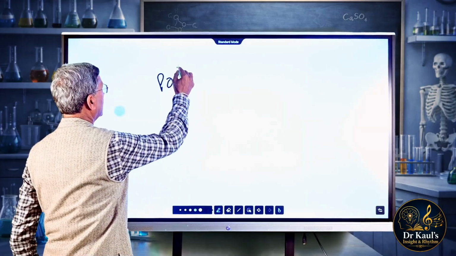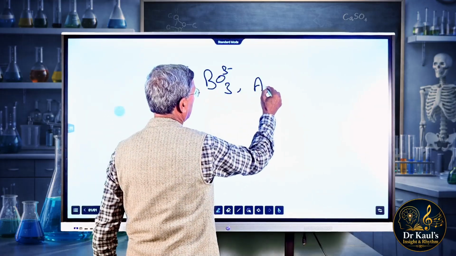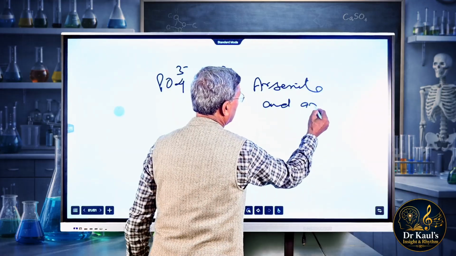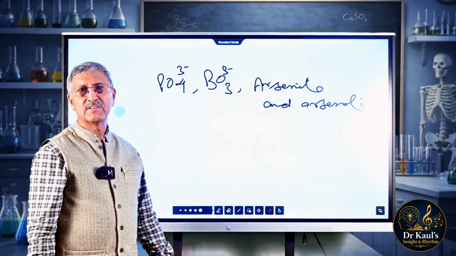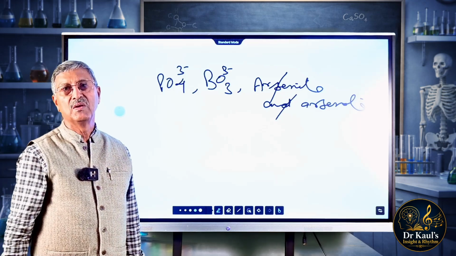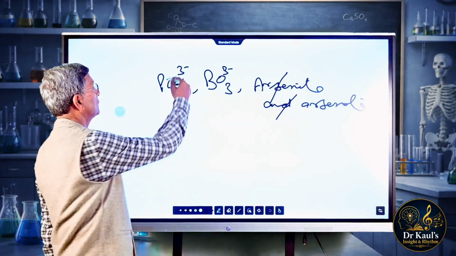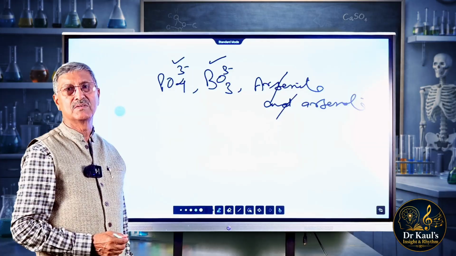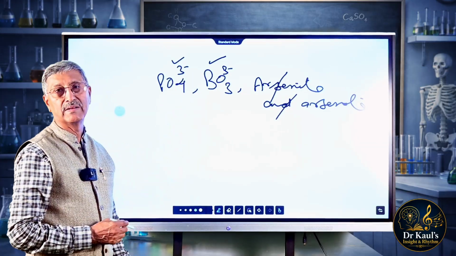phosphate, borate, arsenite and arsenate radicals. As I mentioned earlier, we'll not be discussing the arsenite and arsenate radicals. So we'll be limiting our discussion only to the tests and the chemistry behind phosphate and borate. Now let's discuss the chemistry of the tests and the further discussion on phosphate and borate radicals one by one.